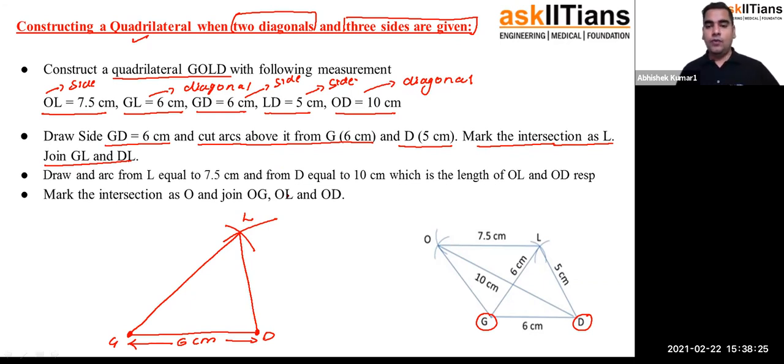Now our goal is to draw this triangle DLO. And if you want to draw this triangle DLO, you can make good use of this base, which is DL. And using that base, you can draw the other two sides, which are DO and LO respectively. So what you should do is draw an arc from L equal to 7.5 centimeter, because the length of LO is 7.5 centimeter. Assuming L to be the center, we are going to draw an arc whose length is equal to 7.5 centimeters. So this is the arc, let's say.